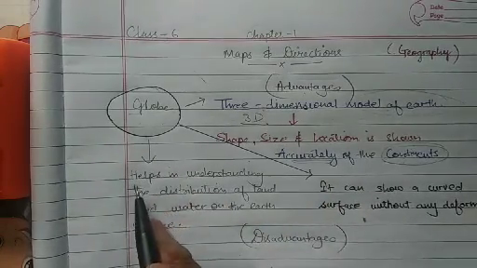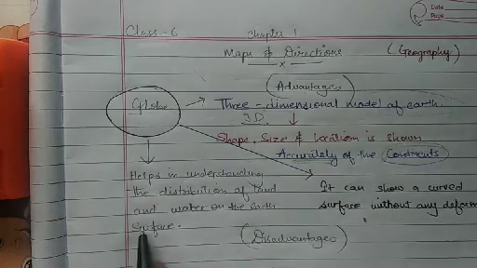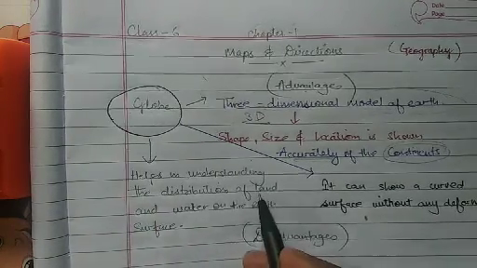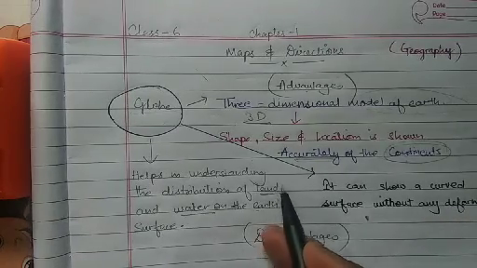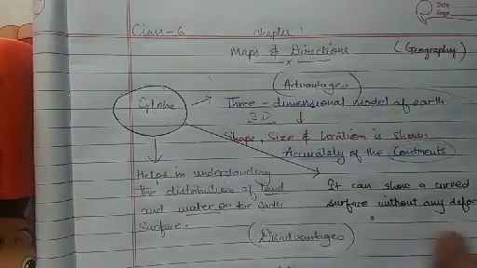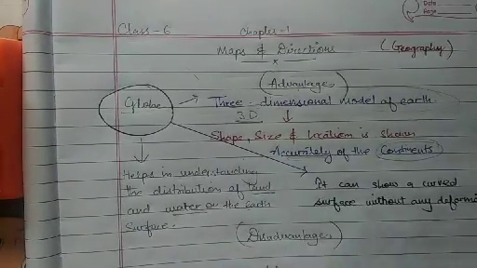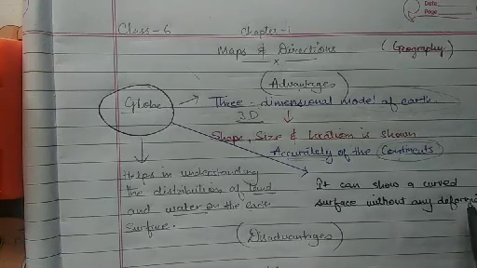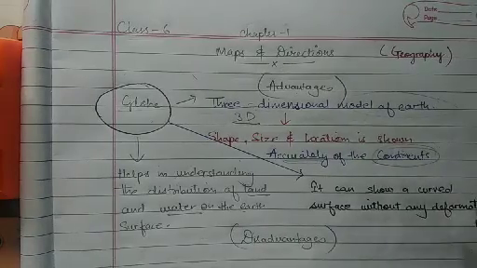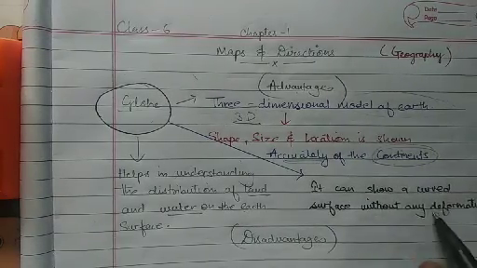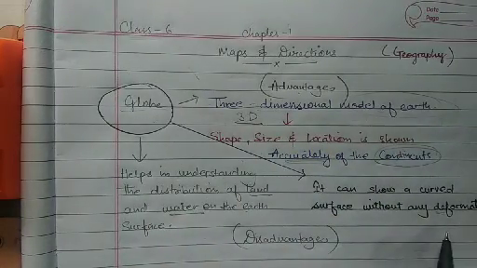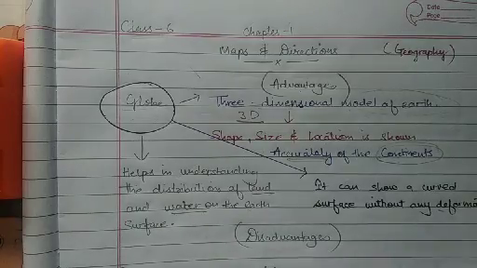The globe helps us in understanding the distribution of land and water on the Earth's surface, that is, how much area the land covers and how much the water bodies cover. It also shows a curved surface without any deformation. Because it is a 3D model, it is very easy for us to see without any deformation. So these are the advantages of a globe.